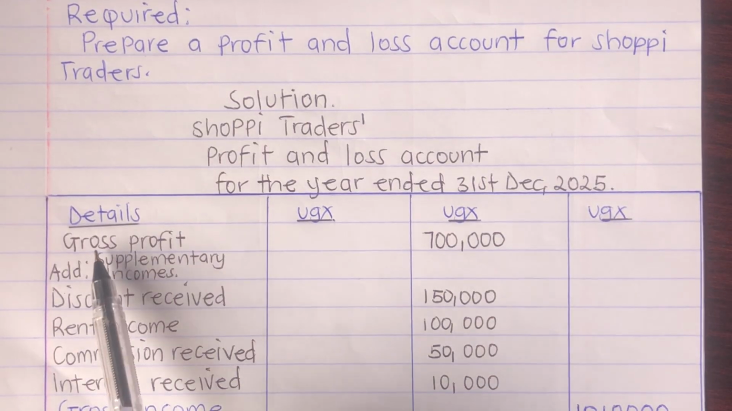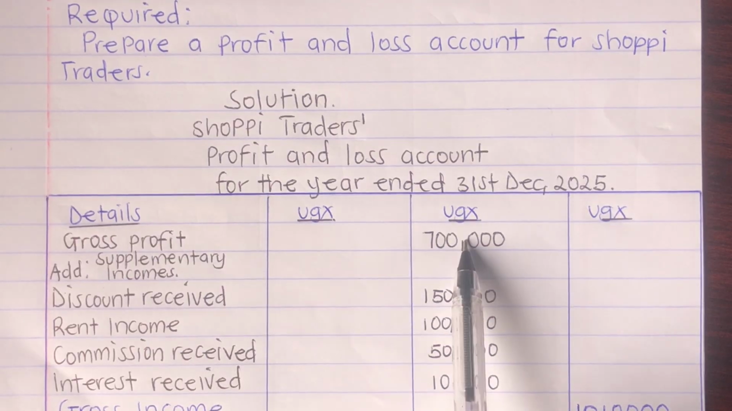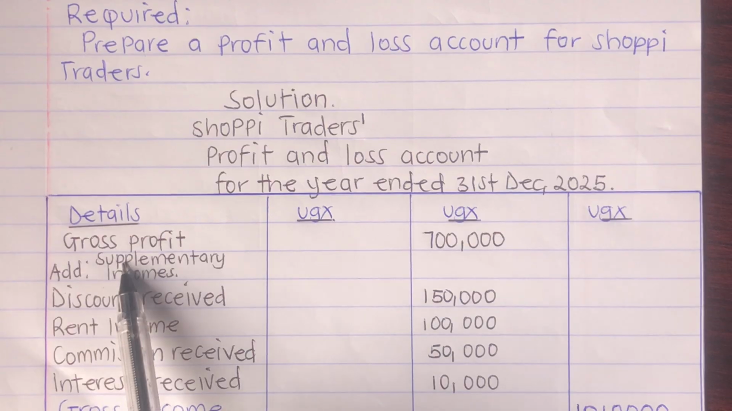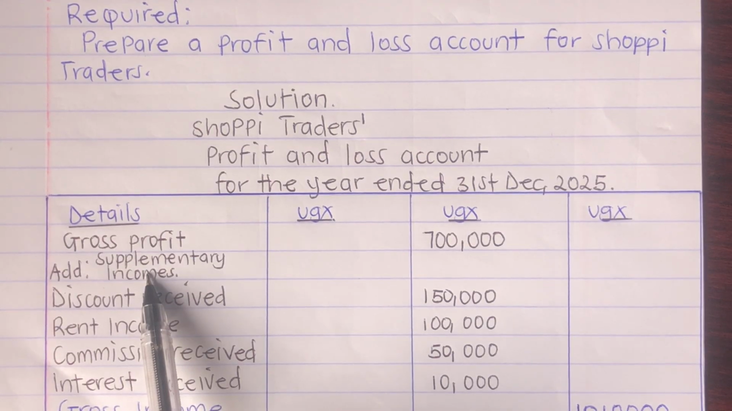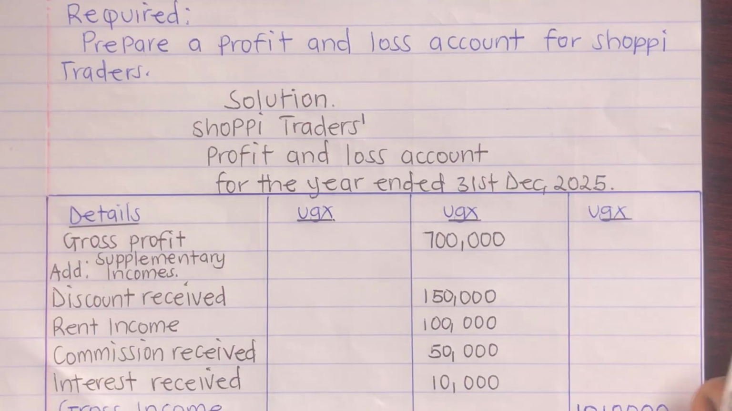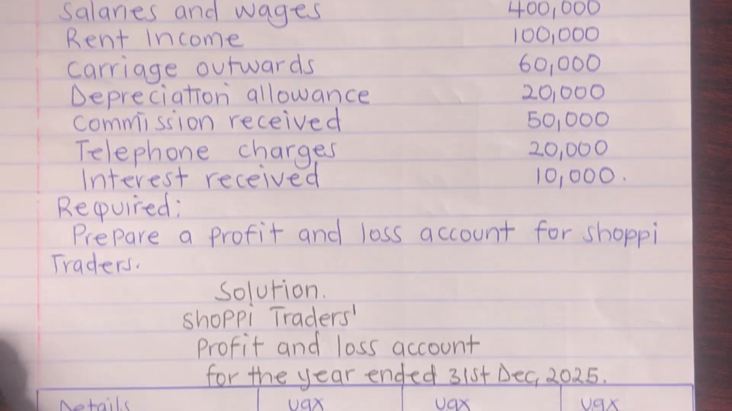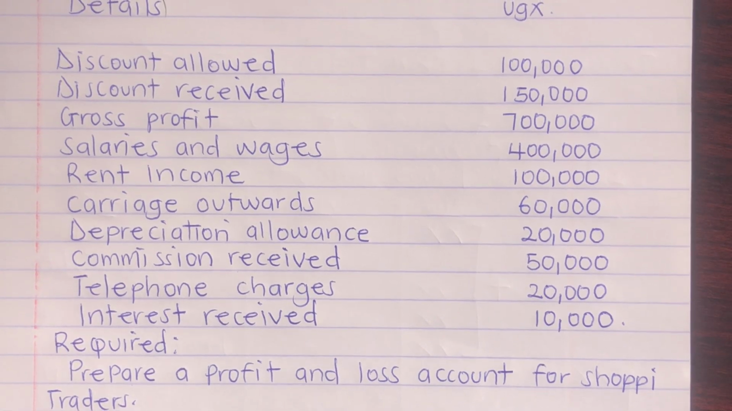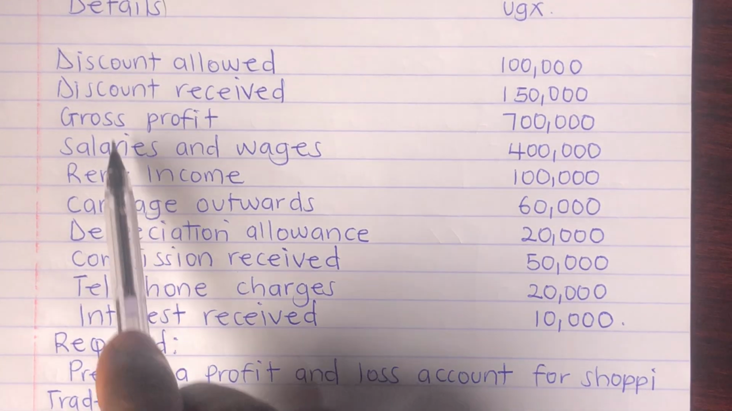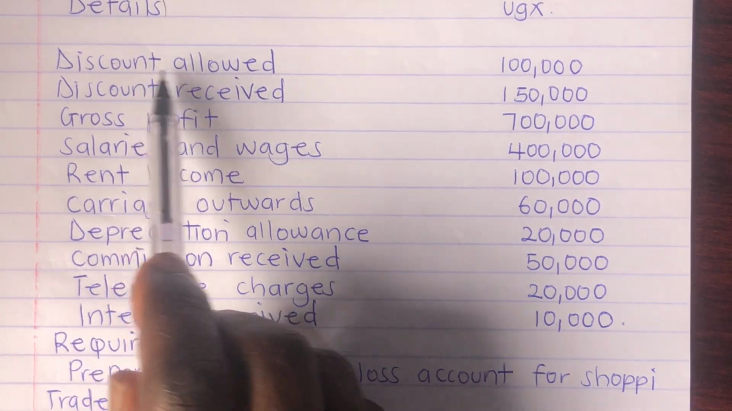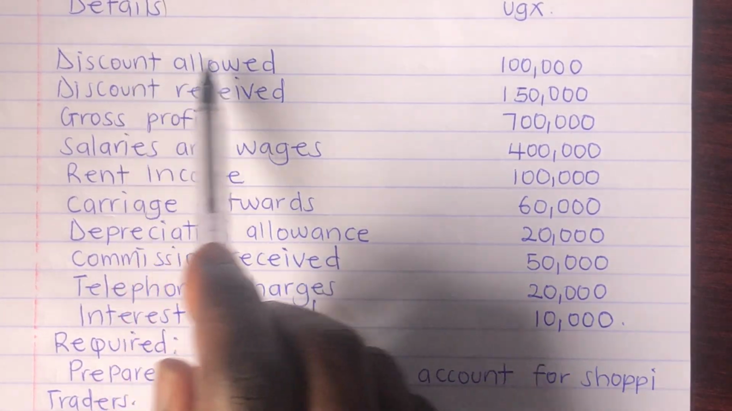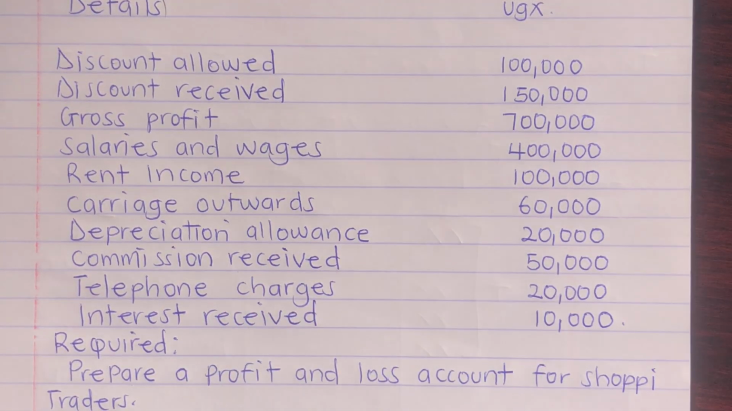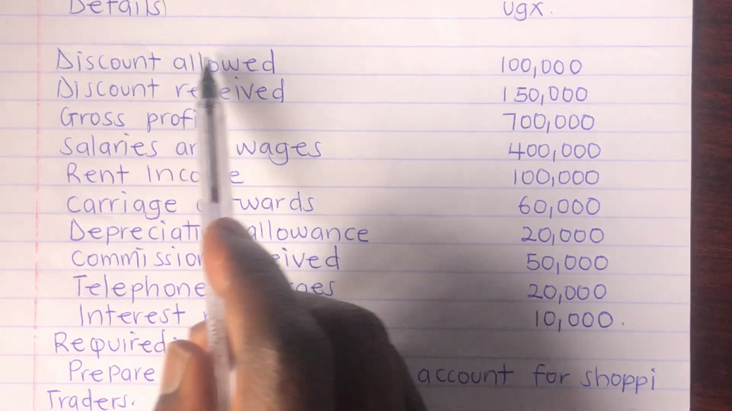Then I said after obtaining our gross profit from our example, we add supplementary incomes. I said supplementary incomes are those additional incomes the business earns. So you come and check out in our example and look for the supplementary incomes. And here we have discount allowed and discount received. The meaning of discount allowed is that the business is giving a discount to a customer who has come, meaning the business is losing money to him.